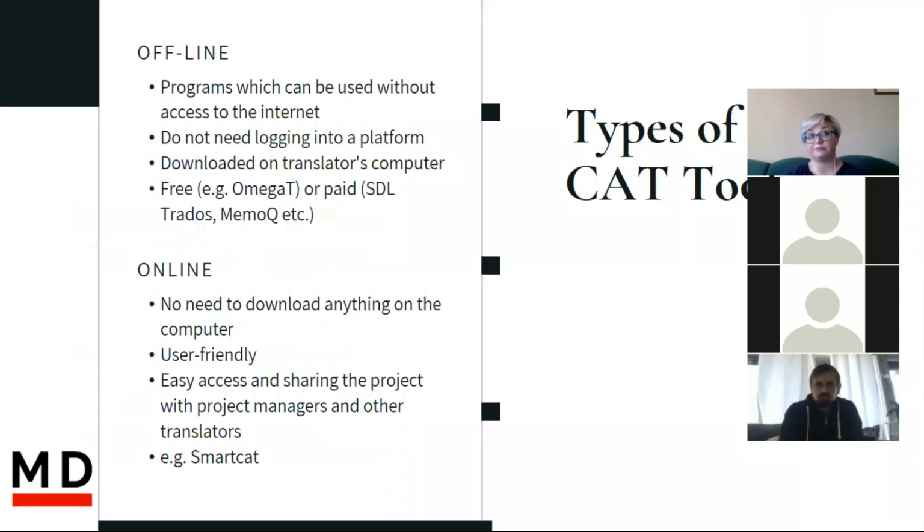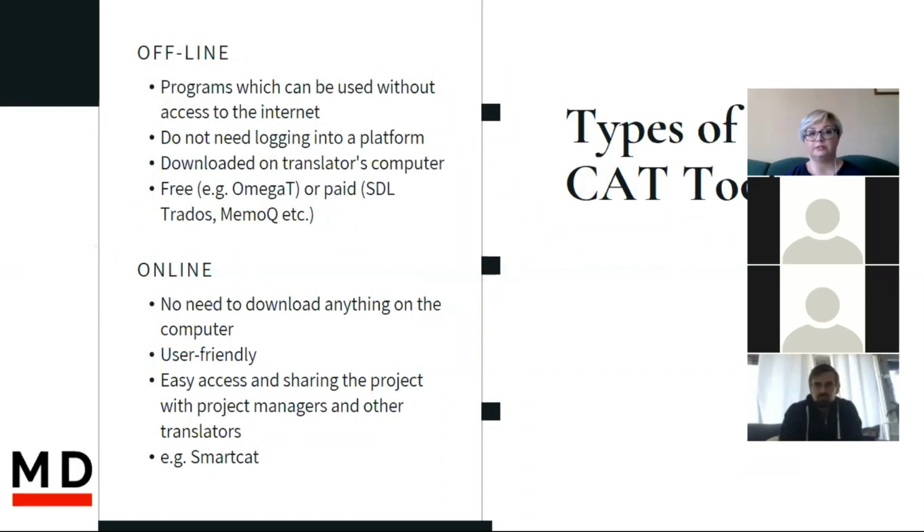There are different types of CAT tools. Some tools are offline, which are programs that you simply download on your computer. You don't need to access the internet. You don't need to log into any platform, nothing like this. You can work simply from your computer. Some of those programs are free, for example, Magoti, or paid like SDL Trados or MemoQ.